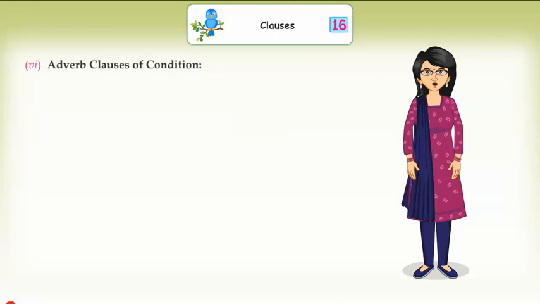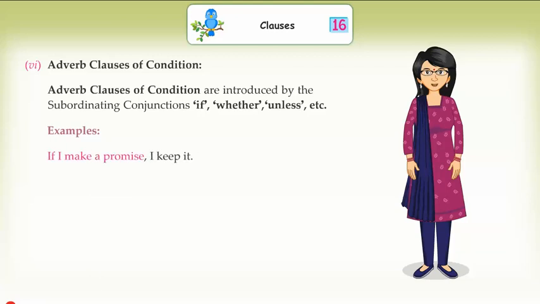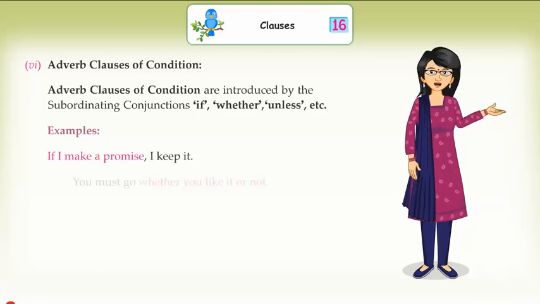6. Adverb clauses of condition. Adverb clauses of condition are introduced by the subordinate conjunctions if, whether, unless, etc. Examples: If I make a promise, I keep it.